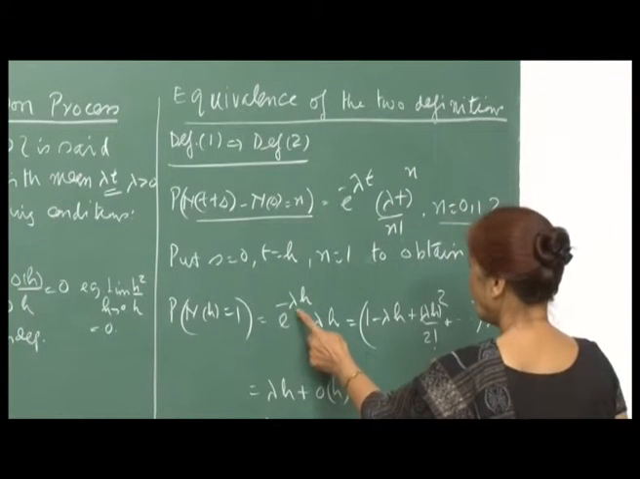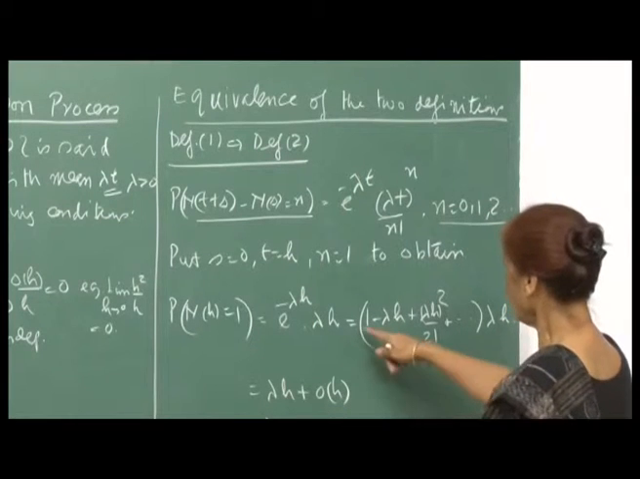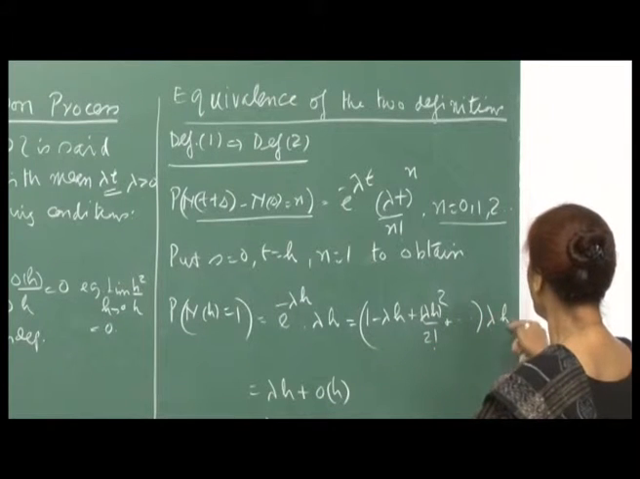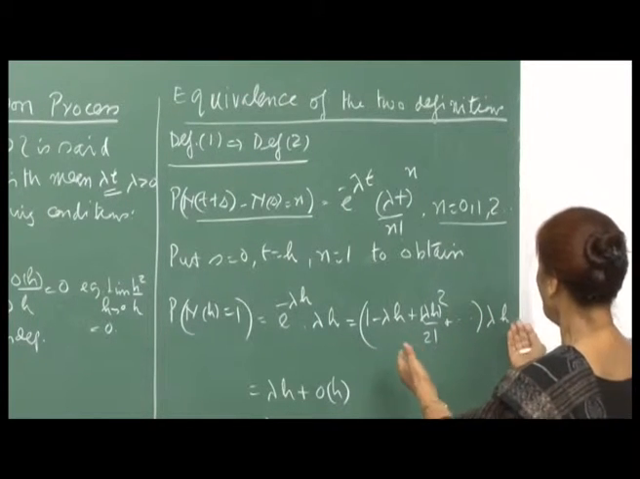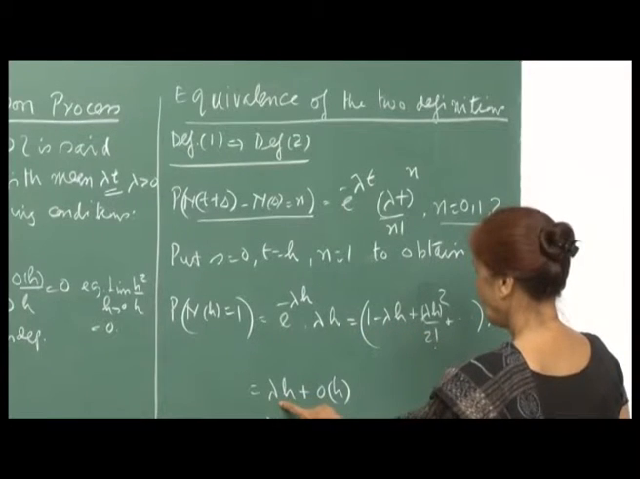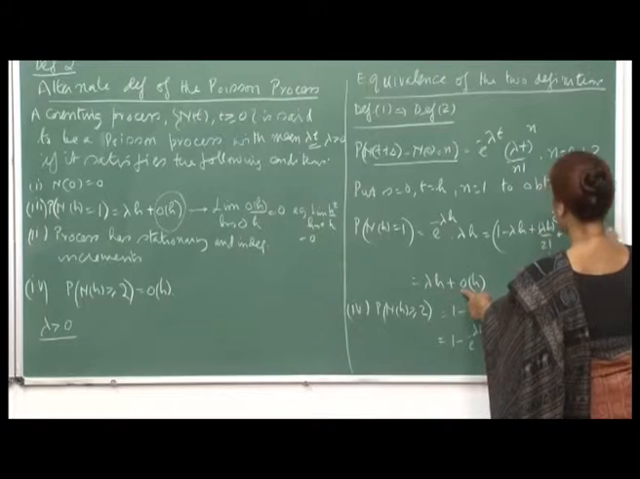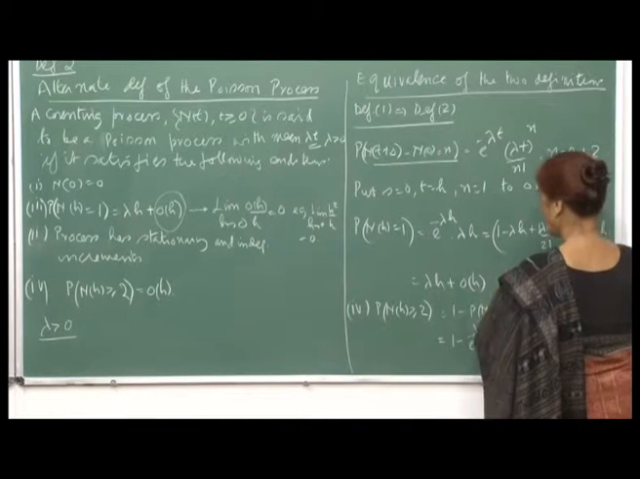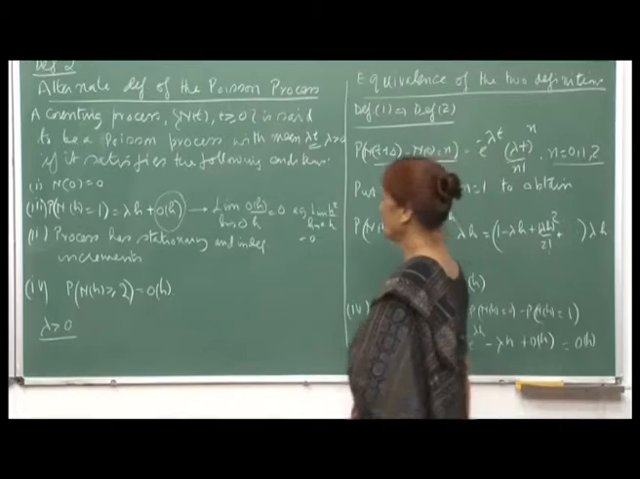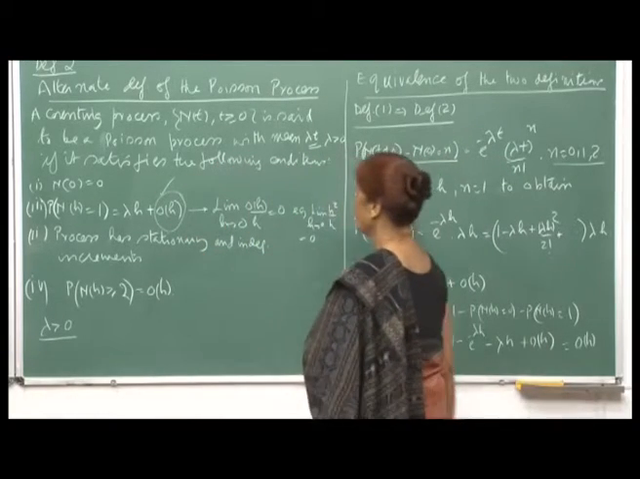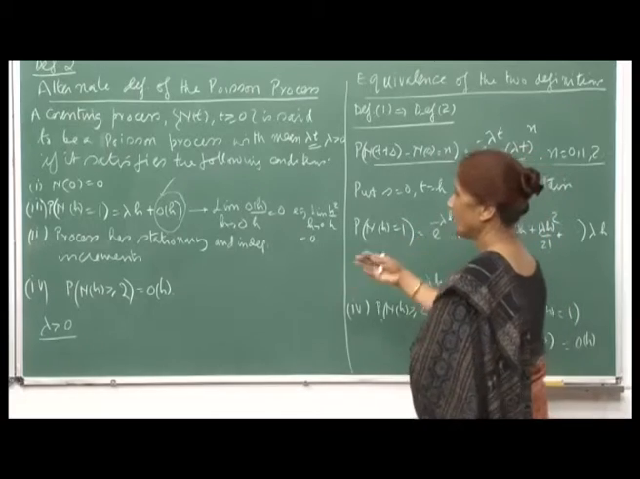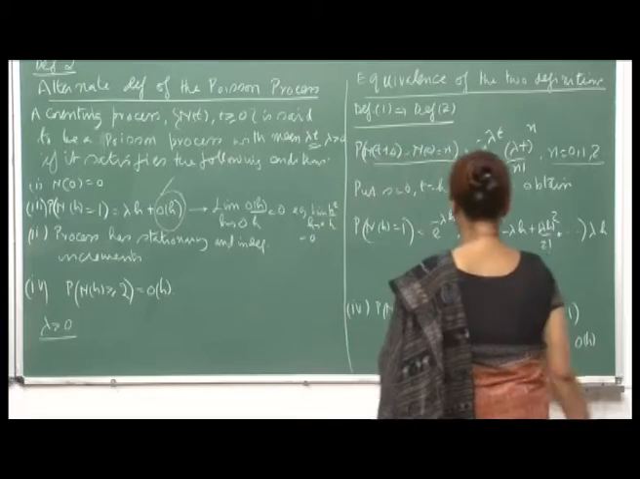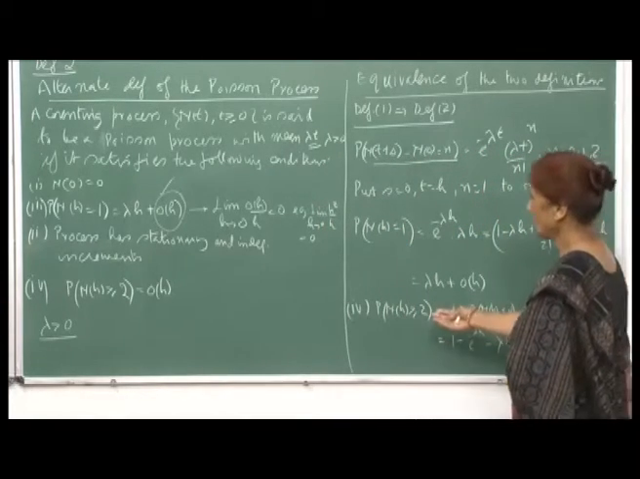Now, just expand e raised to minus lambda h, that will be 1 minus lambda h plus (lambda h) whole square by factorial 2 and so on, multiplied by lambda h. So, when you bring lambda h inside, this will be lambda h plus all terms of higher order, because this will be h square, this will be h cube and so on. So, I can write it this way, which satisfies condition 3 of the second definition.